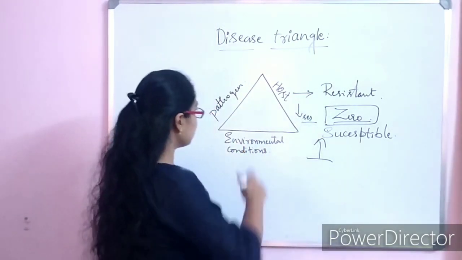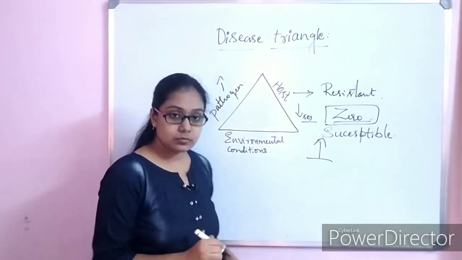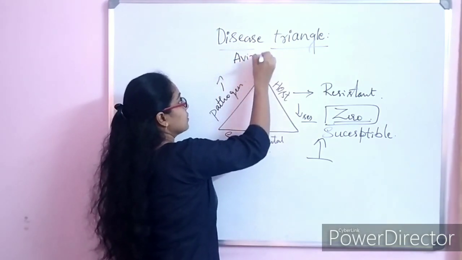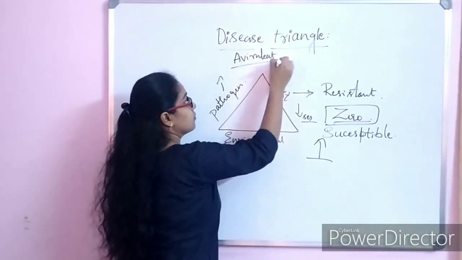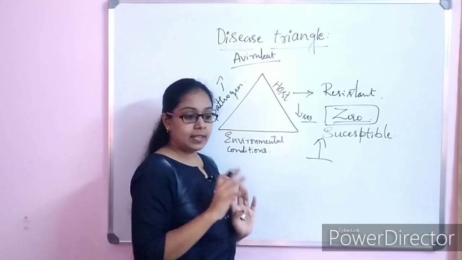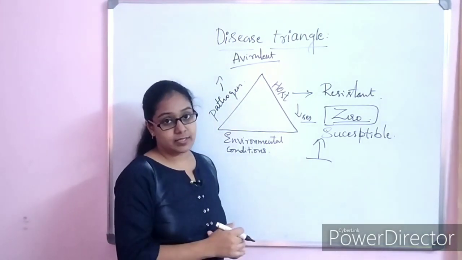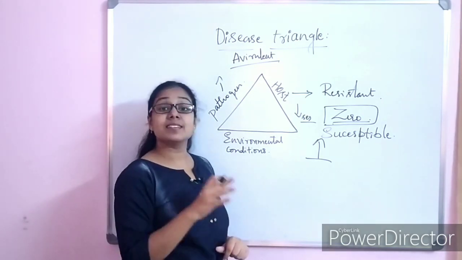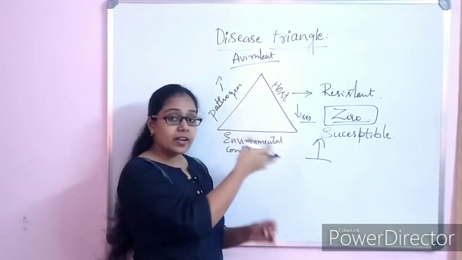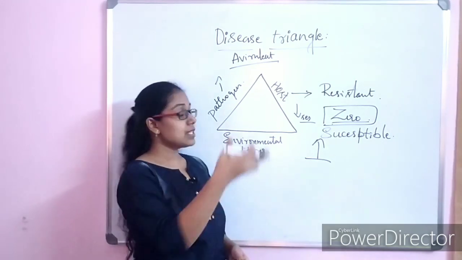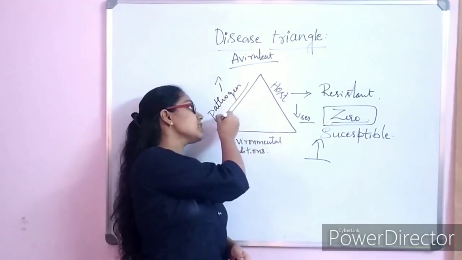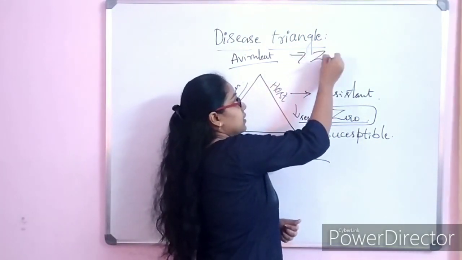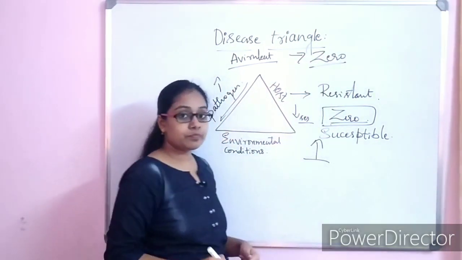But if you take the pathogen, if the pathogen is avirulent in nature, say for example, in an area where avirulent pathogens are present, can you expect a disease condition in the host plants there? Answer is no. Why? Because it is already avirulent in nature, this pathogen side becomes lesser and the disease condition is not seen. Here it becomes 0.